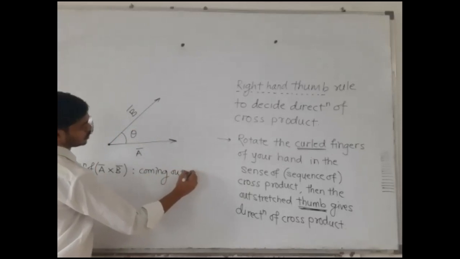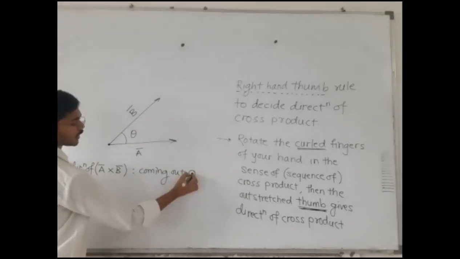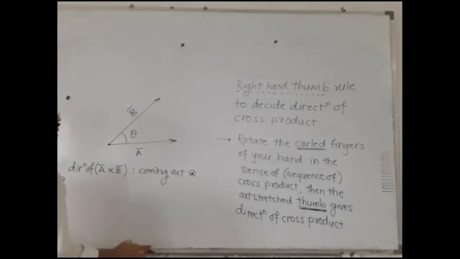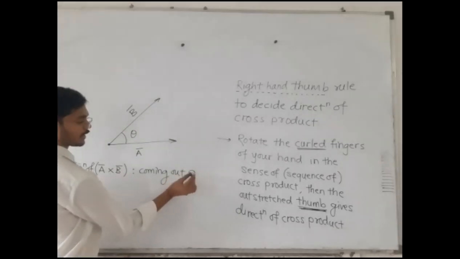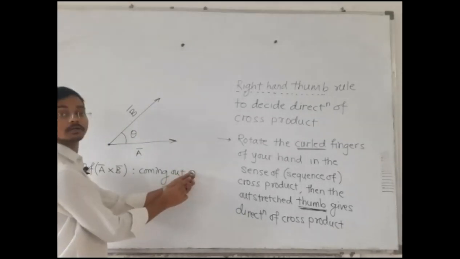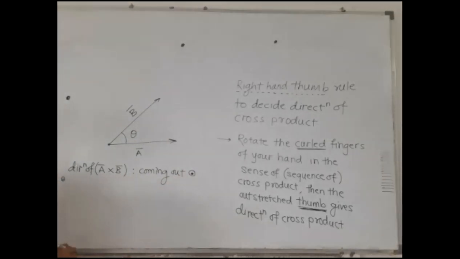Coming out means dot. Coming out म्हणजे काय? Dot. समजा हा पेन बाहेर यायला लागलाय तर तुम्हाला याचं tip दिसेल ना. So it is called as dot, coming out. And direction of B bar cross A bar.